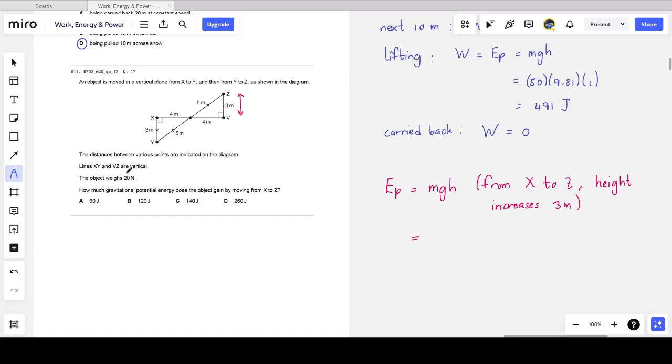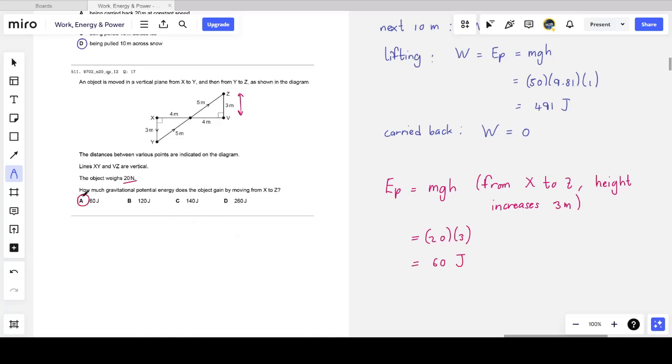And so mg, which is the weight of the object, is 20 newtons. So that's 20 newtons multiplied by 3 meters. And so this will be a gravitational potential energy gain of 60 joules. And that corresponds to option A.